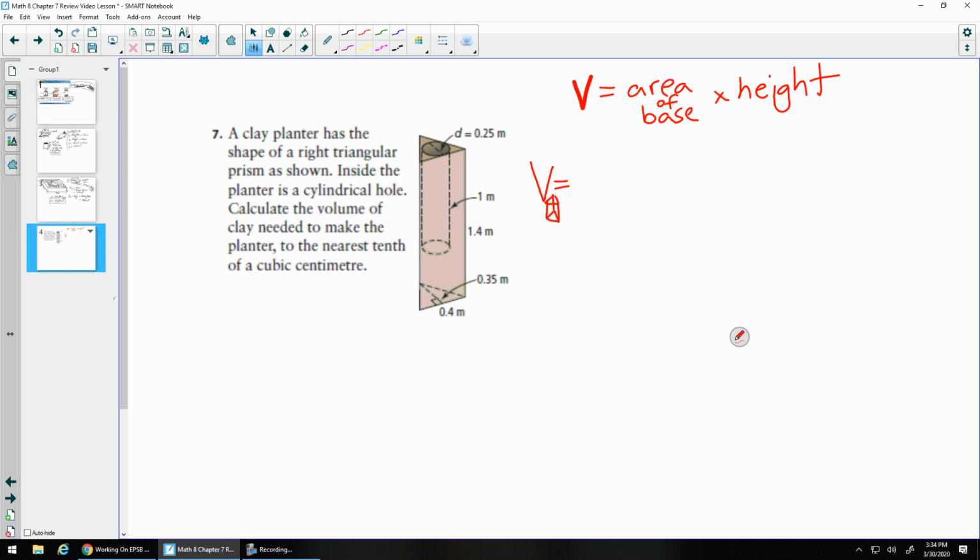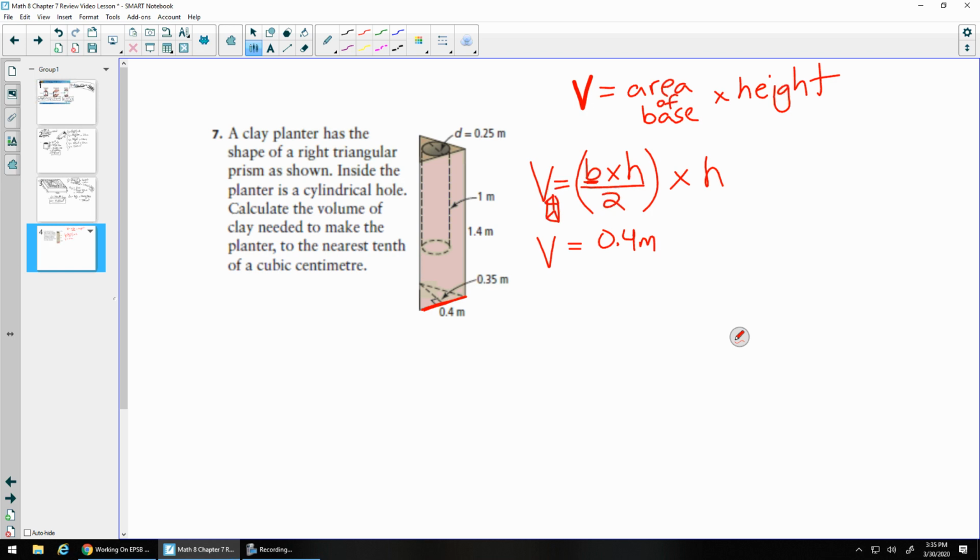So the area of the base, I know, is base times height divided by 2, the area of a triangle. Base times height divided by 2. And then times that by the height of our shape. Okay, let's find the numbers that we know, that we need. So the base of the triangle, that's right here. If I look at the measurements for the triangle, it's 0.4 meters.